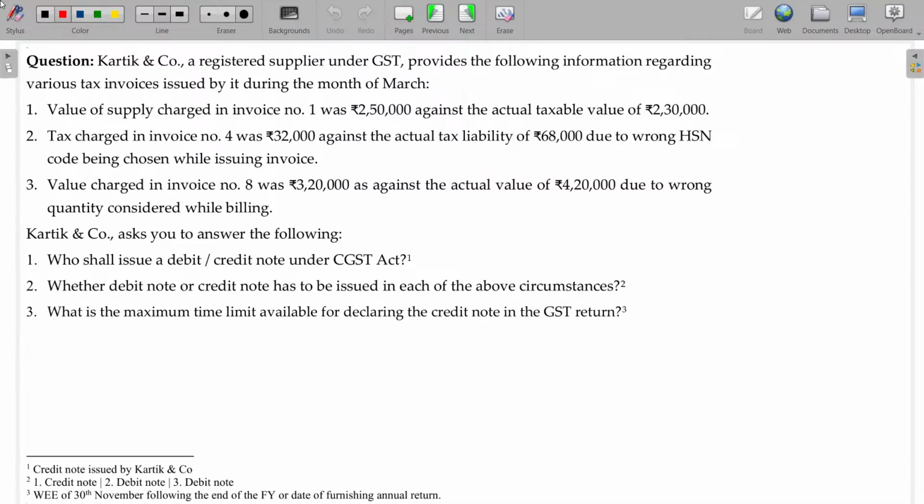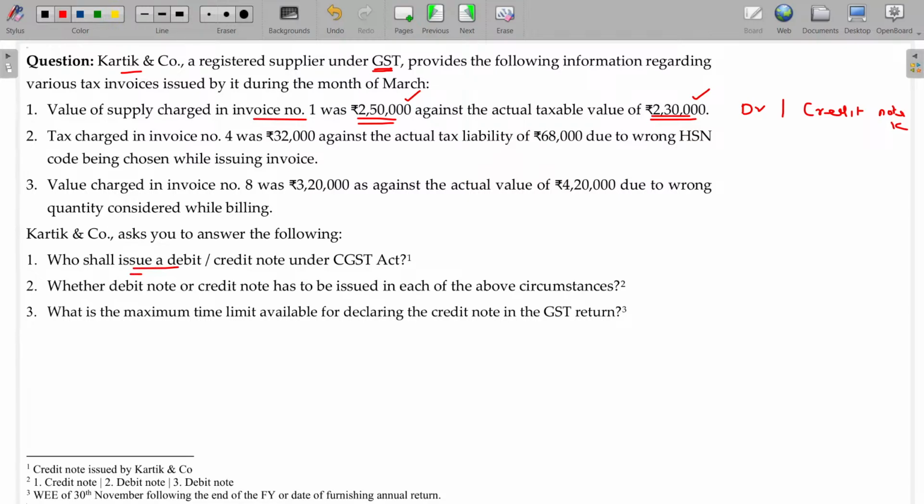Karthik and Co., a registered supplier under GST, provides the following information regarding various tax invoices issued by it during the month of March. Value of supply charged in invoice number 1 was 2,50,000, against the actual taxable value of only 2,30,000. So while supplying, we charged 250 in the tax invoice, but the actual value is only 230. We might have debited 250, now we have to debit only 230. It means we have to issue a credit note. Clear? Credit note, by whom? By Karthik.